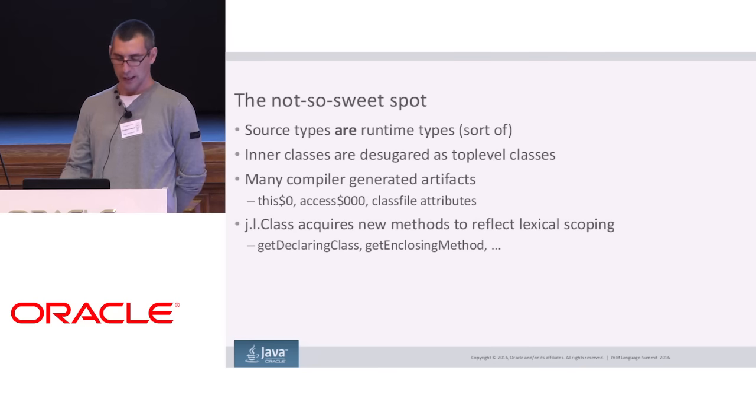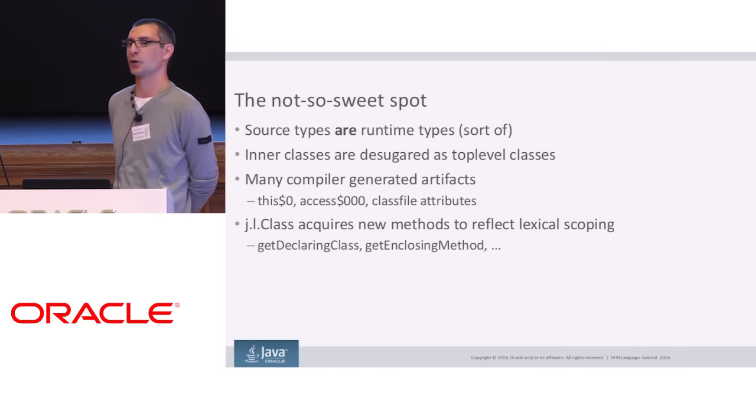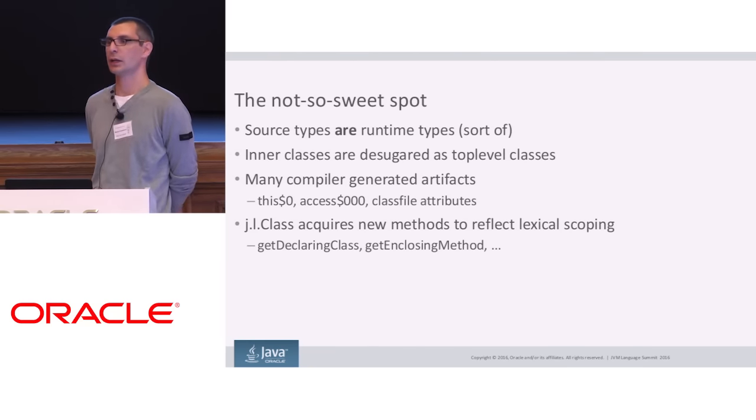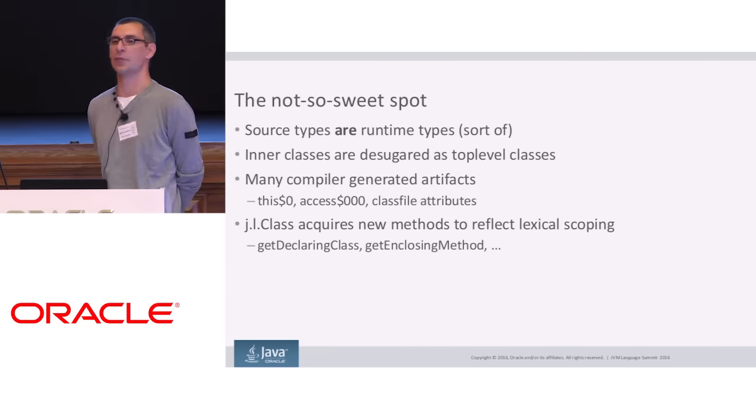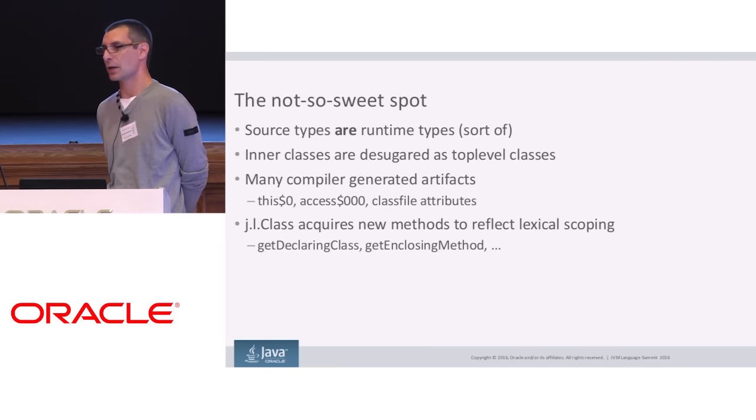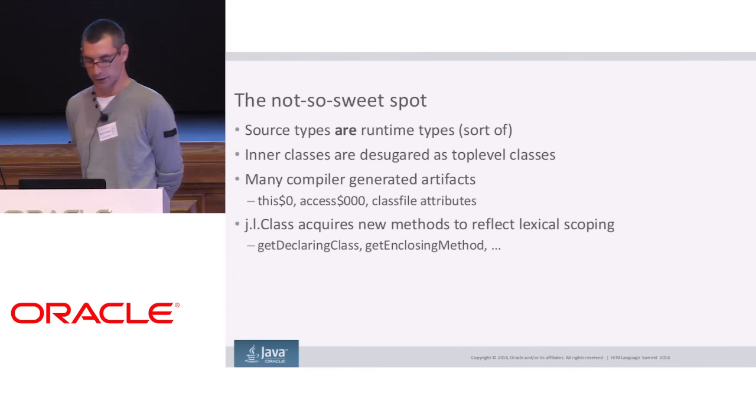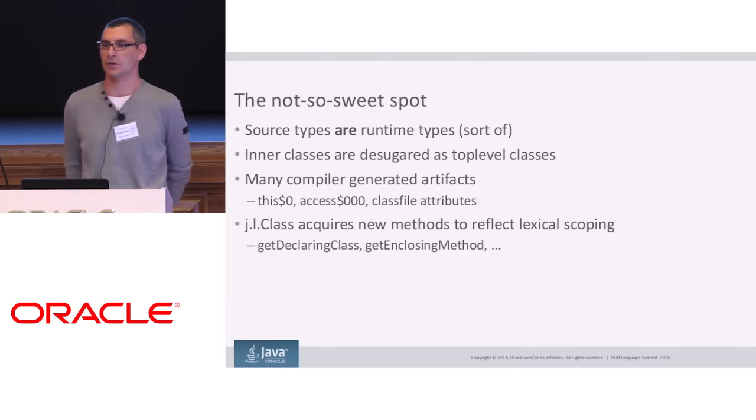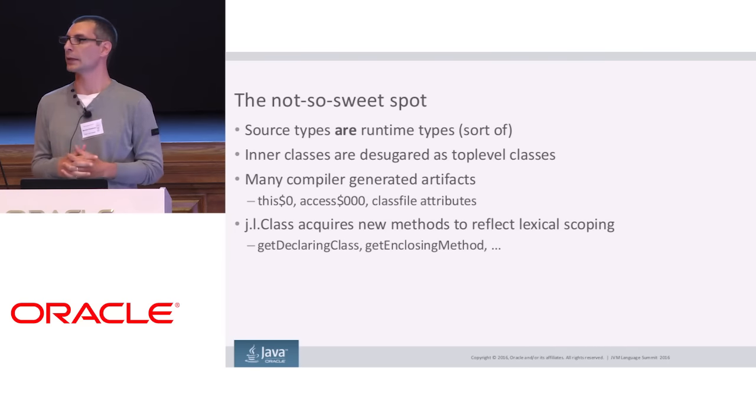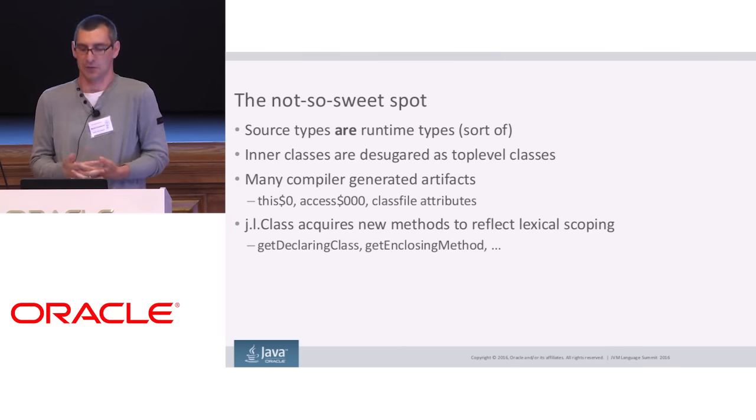As you can see, we are still in a sort of sweet spot, but not so much, because right now, yes, there is still a single source type for a declaration, but the source type and the runtime type have different properties. The source type has some notion of lexical scoping, while the runtime type doesn't. The runtime type is just flat.